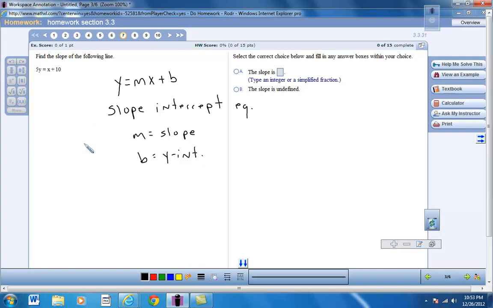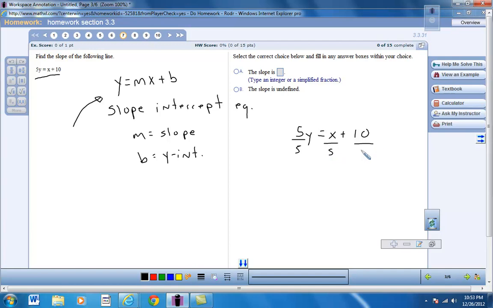So, as long as we have some equation, like you see this one, that has a y and an x, we can get y by itself, and we'll find that our slope, or the m, is the number in front of your x. So the whole idea is to get y by itself. When we have y by itself, we have a slope-intercept equation. So how do we get y by itself here? We just divide by 5.